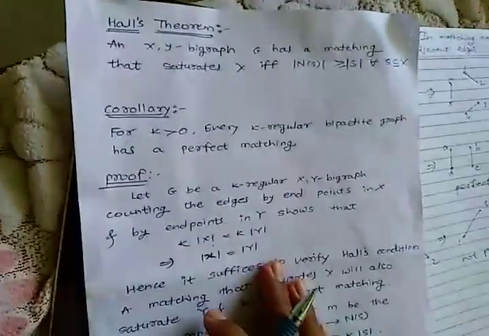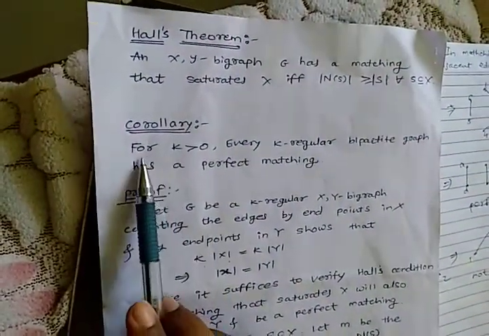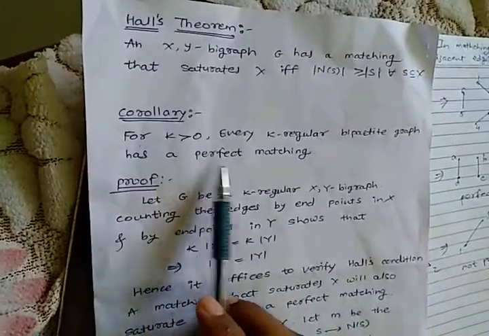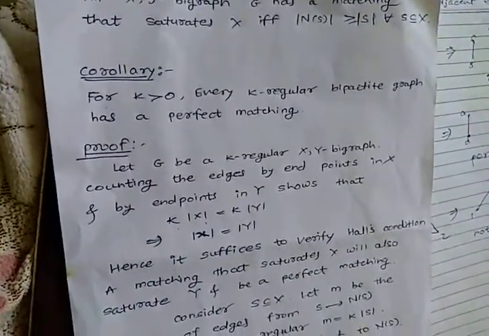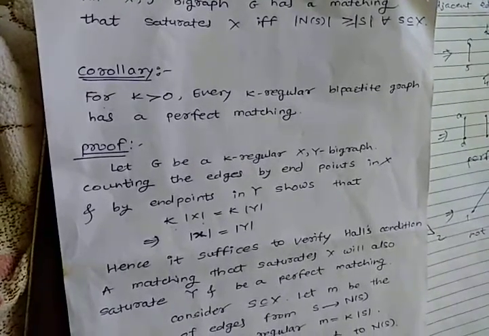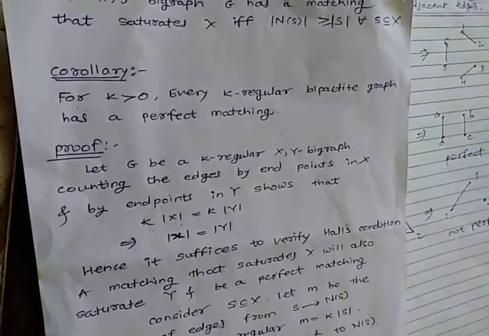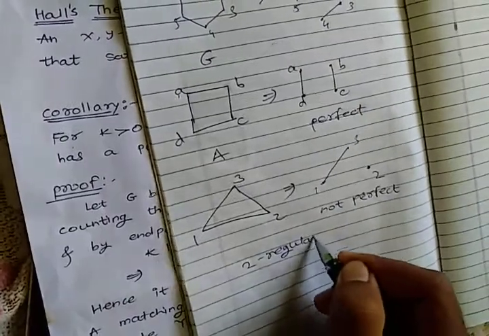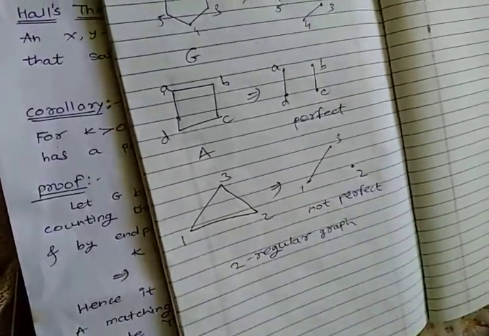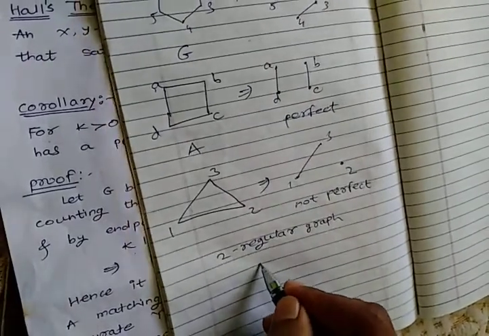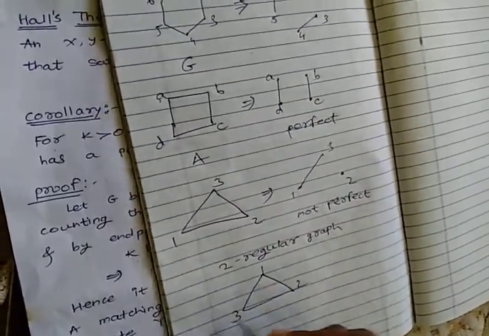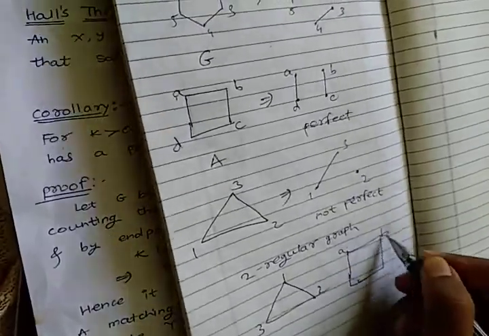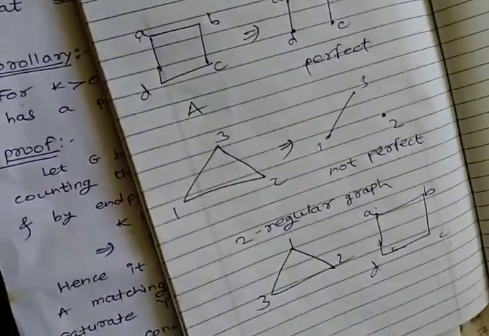Okay, we understand the perfect matching. Now we see the corollary of Hall's theorem. See statement. For k greater than 0, every k-regular bipartite graph has a perfect matching. K-regular graph means the degree of every vertex is the same. If we see a two-regular graph, it means the degree of every vertex is 2. This graph 1, 2, 3, the degree of all vertices is 2. Also this graph, the degree of all vertices is 2. This is a 2-regular graph.